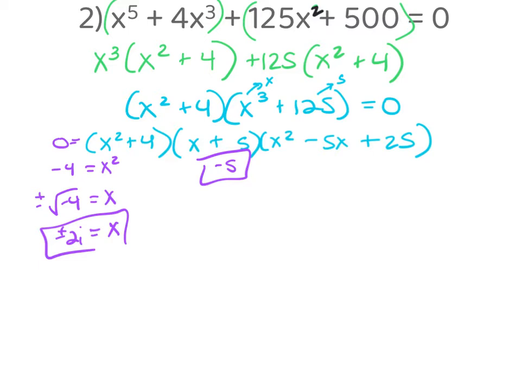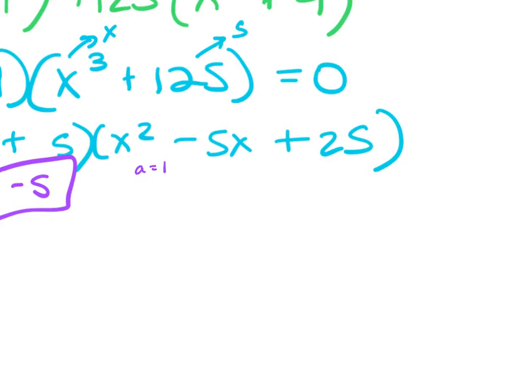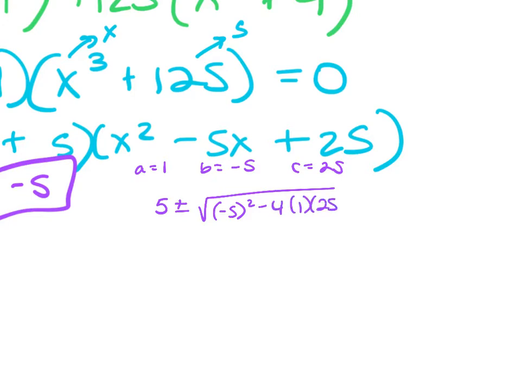How else do you solve something that's raised to the second power if you can't factor it? Quadratic formula. Yay! A is 1. B is negative 5. C is 25. Opposite of negative b, so b, plus or minus the square root of b squared minus 4 times a times c, all over 2 times a.